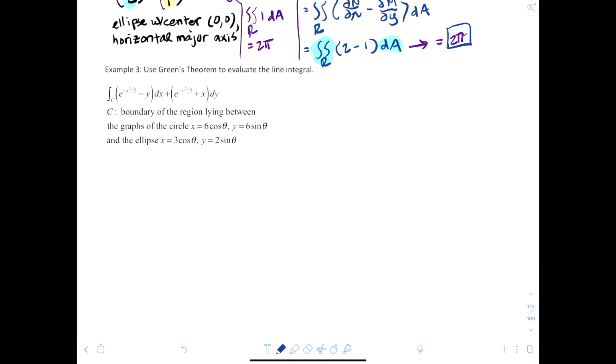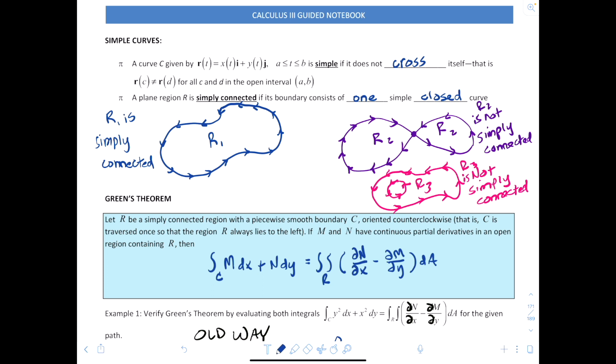So example 3 looks a little more complicated. We're asked to use Green's theorem to evaluate this line integral here, which has a bunch of exponentials in there. And our curve is the boundary of the region that lies between the graphs of the circle x equals 6 cosine theta and y equals 6 sine theta, and then the ellipse x equals 3 cosine theta, y equals 2 sine theta. Okay, so I just wanted to come here so you didn't think I was making stuff up.